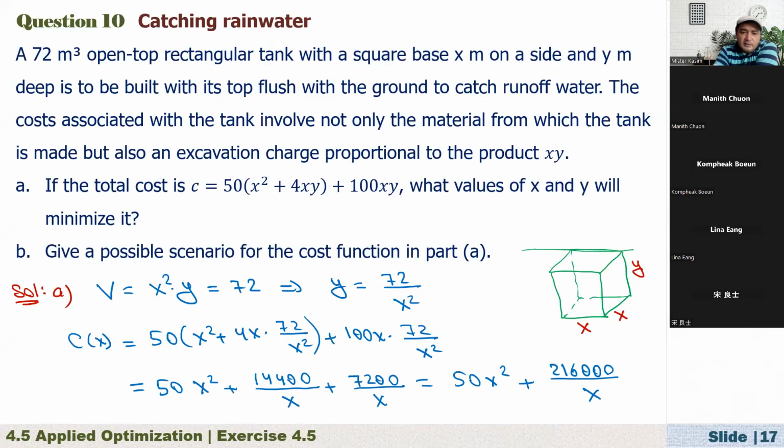Okay. And how about B? Give a possible scenario for the cost function in part A. What does it mean? Give a possible scenario for the cost function in part A.